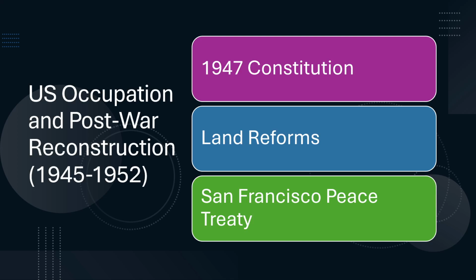U.S. occupation and post-war reconstruction, 1945 to 1952. Led by General Douglas MacArthur, the U.S.-led occupation implemented sweeping reforms. The 1947 Constitution renounced war, Article 9, and established a parliamentary democracy. Land reforms, labor rights, and women's suffrage were introduced. The Zaibatsu industrial conglomerates were partially dismantled. In 1951, Japan signed the San Francisco Peace Treaty and regained full sovereignty in 1952.